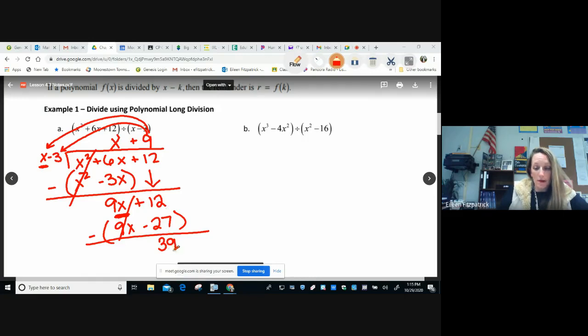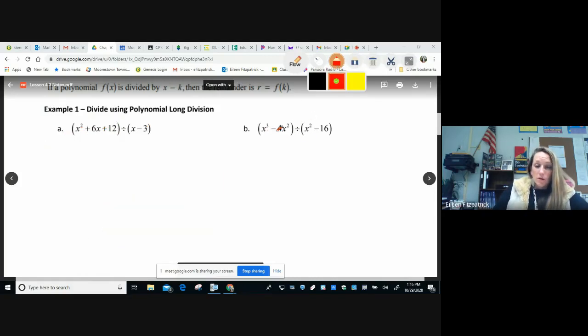Okay, so your remainder is 39. Now, the way you write your answer, you write the quotient, which is x plus 9, and then you write plus the remainder, which is 39, over the divisor, which is x minus 3. All right, so again, the answer is written as quotient plus remainder over divisor. Okay. All right, so let's try problem B.